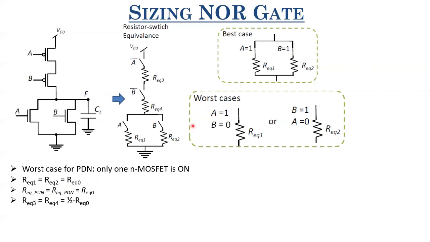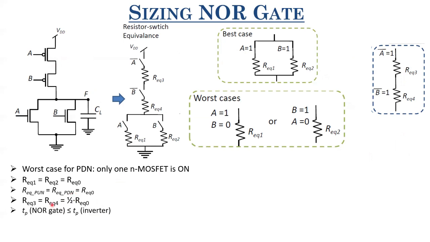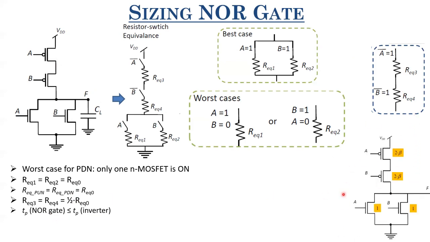What do we have in the pull-up network? In the pull-up network, we have these two P MOSFETs in series, right? So the effective charging time constant will depend upon R equivalent of 3 plus R equivalent of 4 times CL, right? So if we have to make this equal to R equivalent of 0, and if you assume that these are identical P MOSFETs, then R equivalent of 3 equals R equivalent of 4 equals R equivalent 0 by 2, right? That is how we have to scale or size it. And that way we'll ensure that the propagation delay of this NOR gate is always less than or equal to that of the inverter. Okay. So how can we size it? As we see, R equivalent of 1 has to be equal to R equivalent of 0.